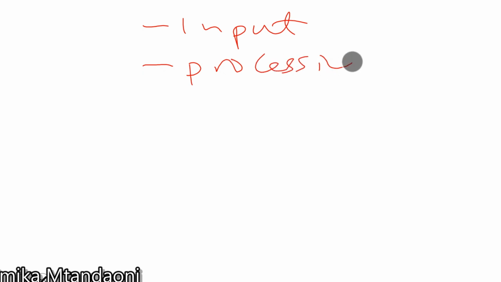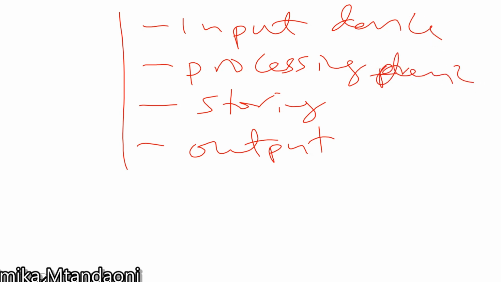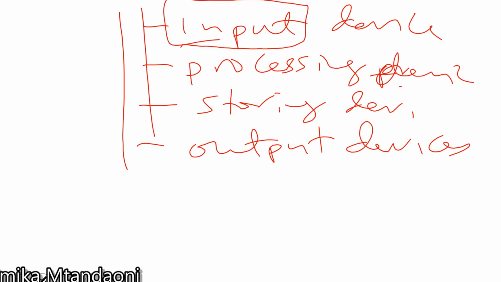The hardware parts of a computer include some that are responsible for inputting data into the computer. There are some that are responsible for processing the data that is entered into the computer. There are some that are responsible for storing data, and some that are responsible for outputting what we call information. These we call input devices. These ones here we call processing devices. These ones here we call storing devices, and output devices. These are hardware parts, so they need to be instructed. They need to be told what to do.